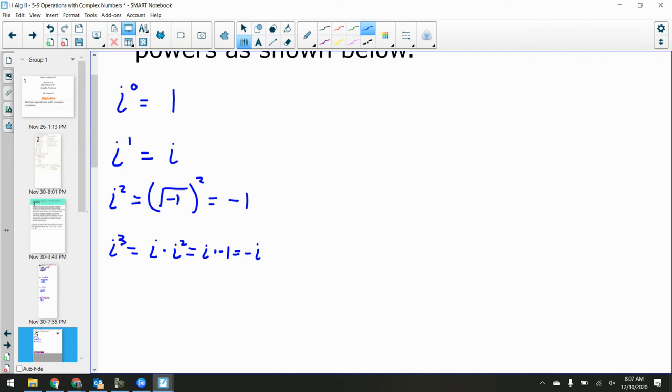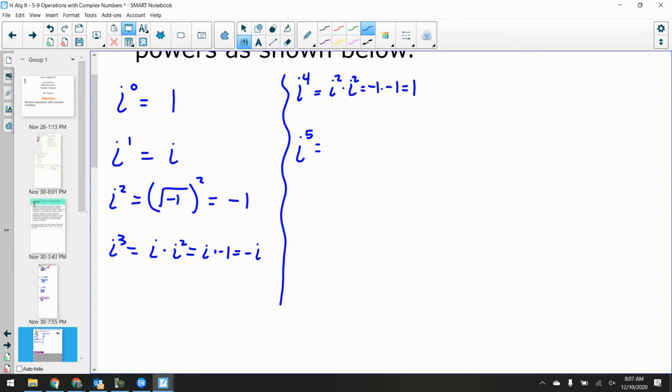Okay, so let me ask you this. What is i to the fourth power? Well, let's kind of analyze it. I to the fourth would be i squared times i squared, right? I add the exponents above, 2 plus 2 is 4. What's i squared? Negative 1. What's negative 1 times negative 1? Positive 1.